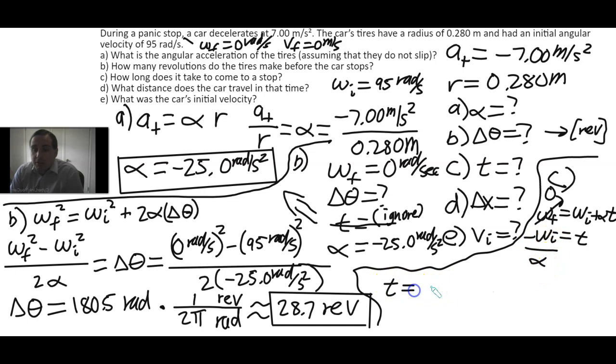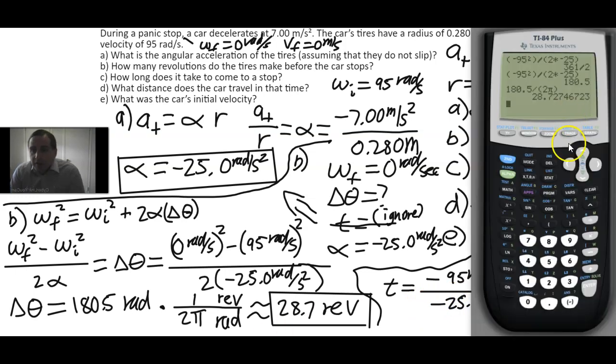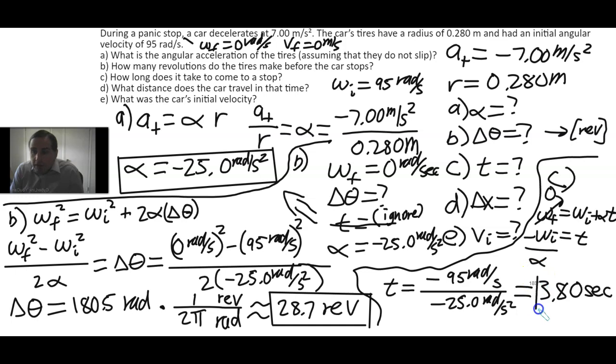So we should be able to put the numbers in. Minus omega initial is minus 95 radians per second. And then divide by alpha. So divide by negative 25.0 radians per second squared. So the calculator tells us that that's negative 95 divided by negative 25. So that's exactly 3.8. So 3.80 seconds when rounded to 3 significant digits. All right. This takes care of parts A through C.